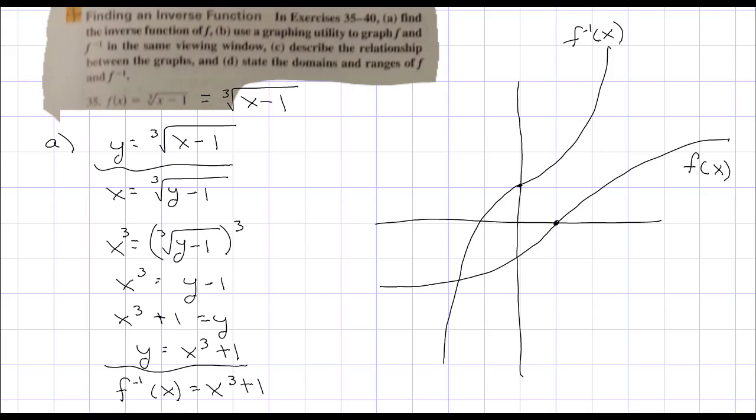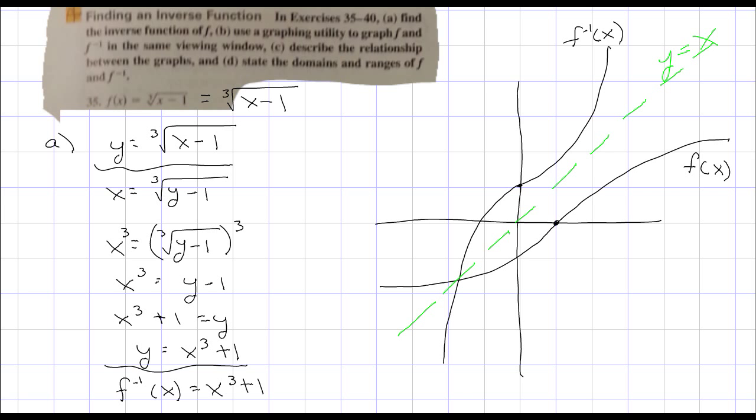Alright, B, use a graphing utility. Just did that. Describe the relationship. Well, the relationship is that one is the mirror image of the other when reflected across the line y equals x. C, describe the relationship. Did it.